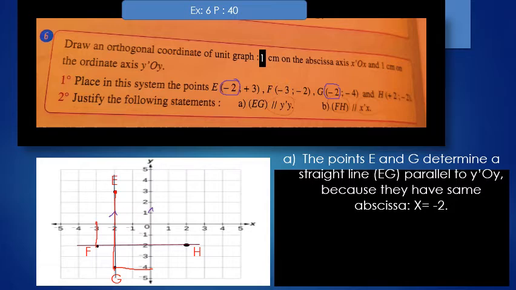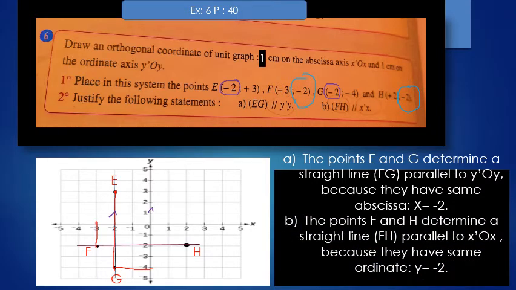Now, how to prove that FH is parallel to x prime x? To be parallel to x prime x, they should have the same ordinate, which is y. Okay, F(-3, -2) and H(+2, -2). They have the same ordinate, the same y. Okay, so the points F and H, since they have the same ordinate, are parallel to x prime x. Fine?